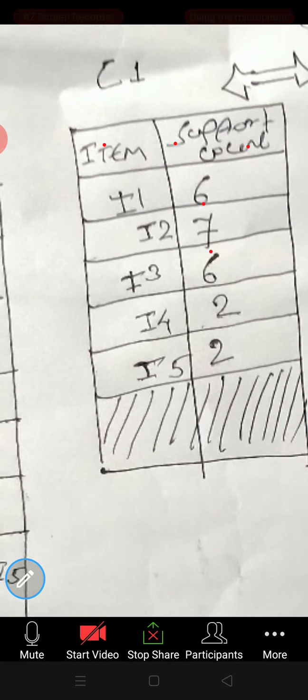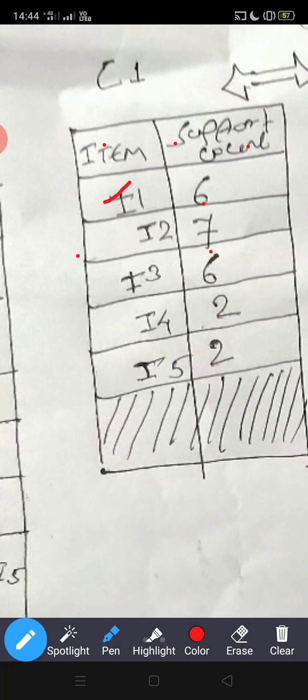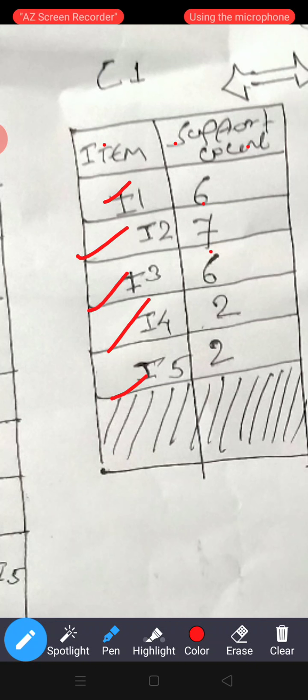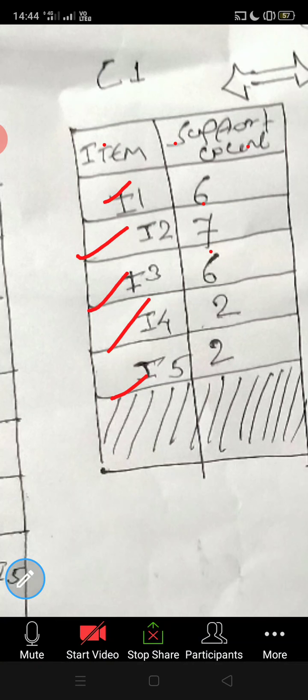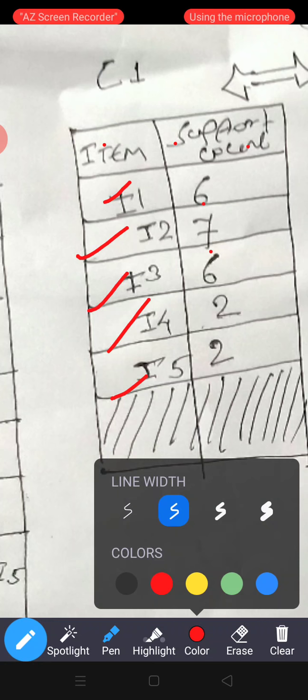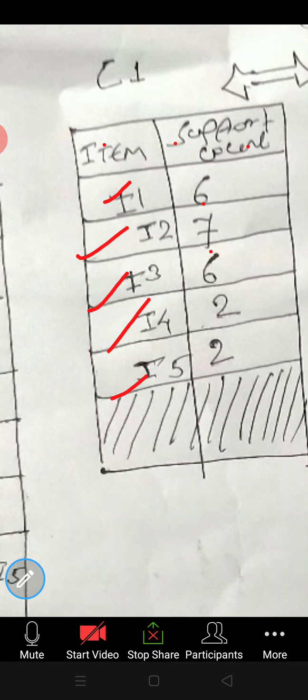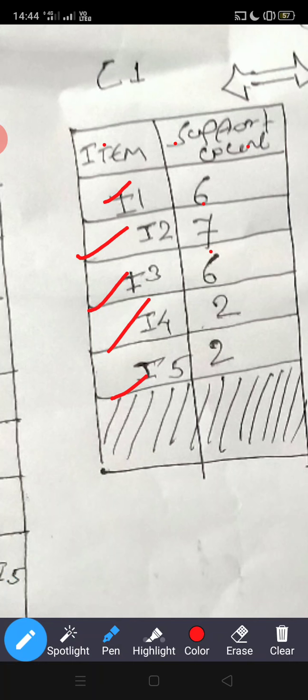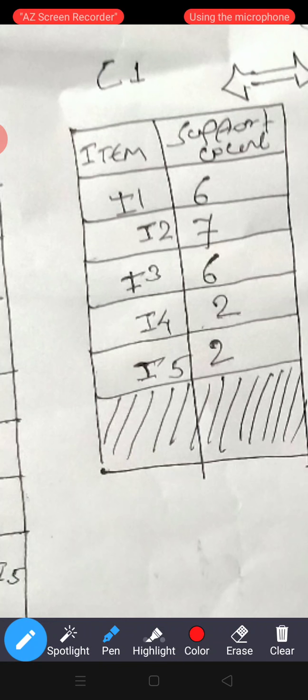You should write it like this: I1, I2, I3, I4, I5. These item sets are there. Next question: in the given transactions, how many times do these items occur? For example, I1.